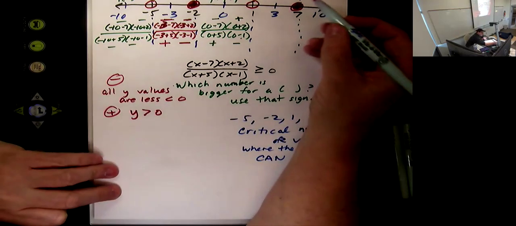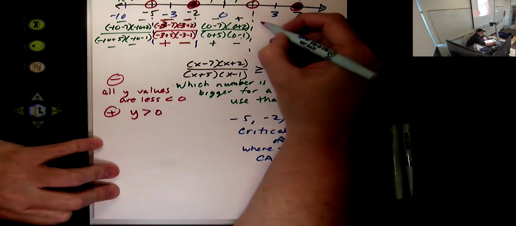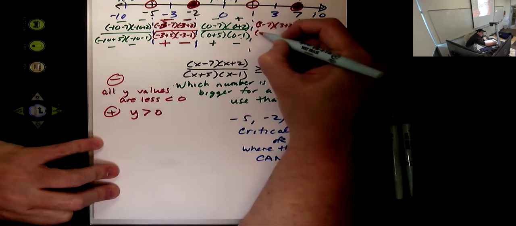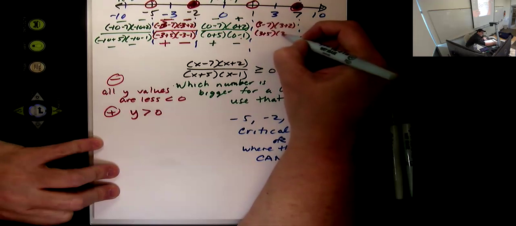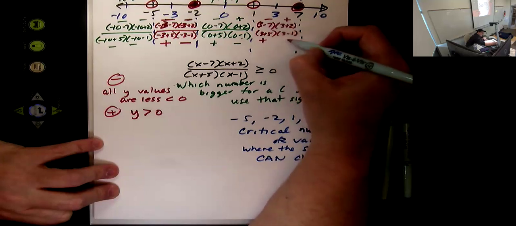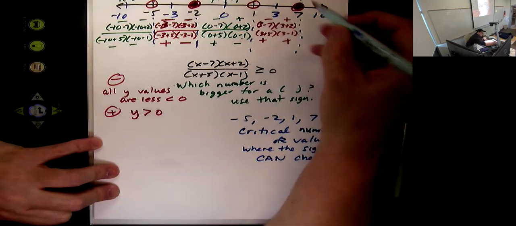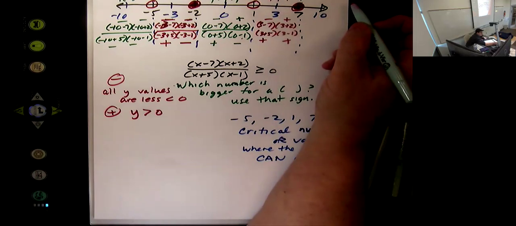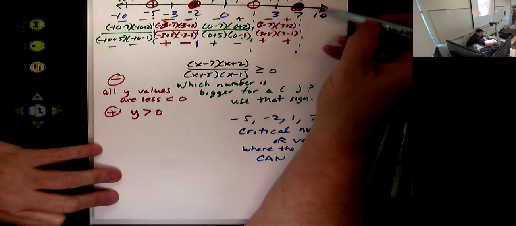So I've got a couple minutes left, I'll plug them in. I'm doing 3 minus 7, 3 plus 2, 3 plus 5, 3 minus 1. I've got a negative, a positive, a positive, a positive. Negative, positive, positive, positive is a negative region. Finally, I plug in 10.